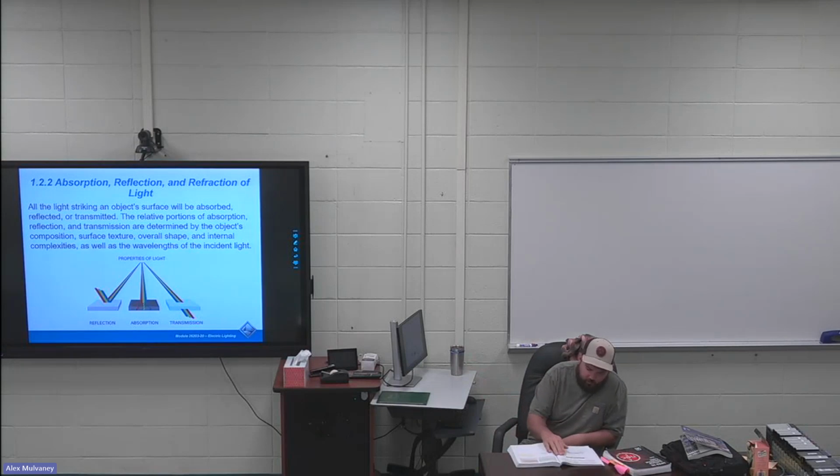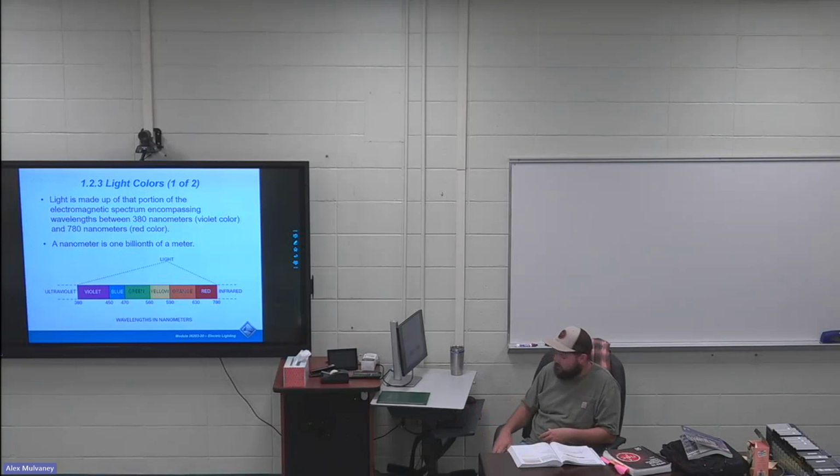Flipping over to page 4, light colors. So this is the spectrum of colors that we can see. 1, 2, 3 light colors. Top right of the page, that second paragraph on the page, the first sentence is highlighted.